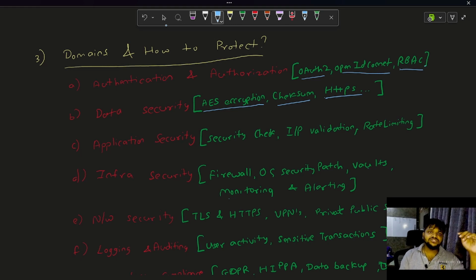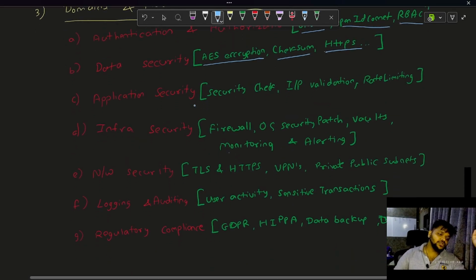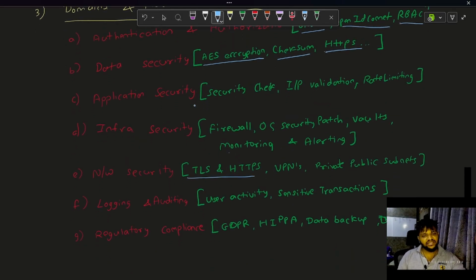Then again, vaults, like I mentioned, credentials shouldn't be hard coded. The cloud services provide you vaults where you can securely save your credentials. Network security, we need to use, as I mentioned, TLS and HTTPS. At the network level, we need to use VPNs, and we need to define private and public subnets separately. These are all protections we need to provide at a network level.